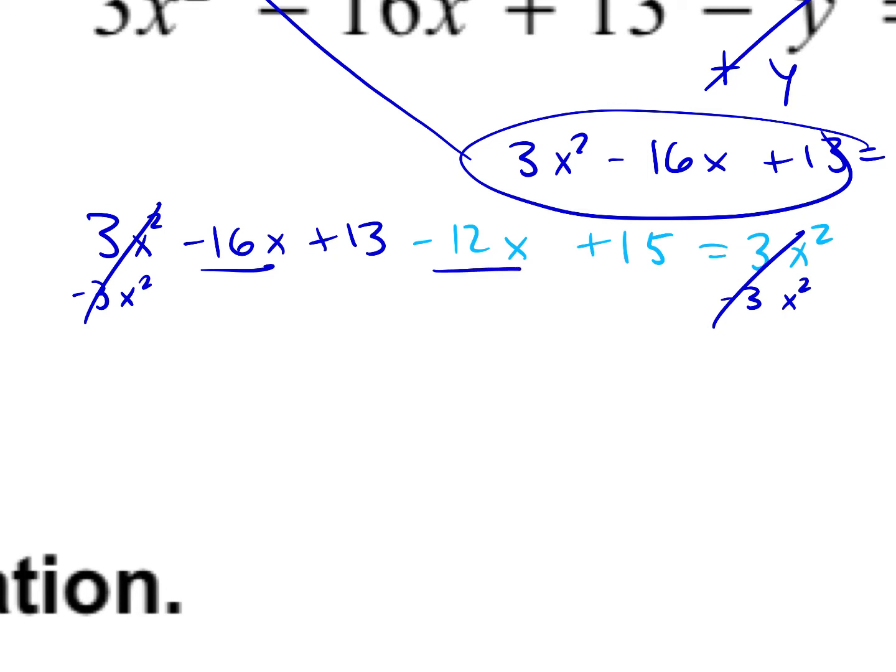So combine my like terms. I'm going to combine the x's. This would be negative 28x. And then the 13 plus 15 would be plus 28 is equal to 0.